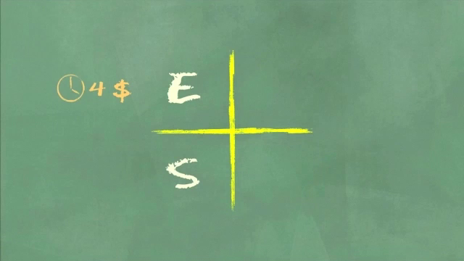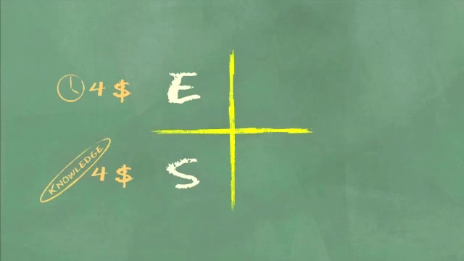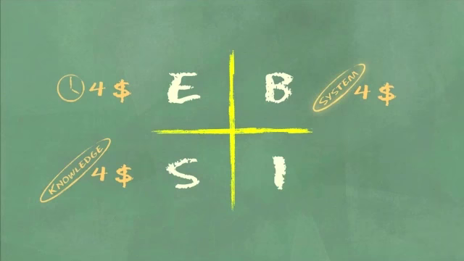In this quadrant, the E stands for employee, where you exchange time for dollars. And in this quadrant, the S stands for self-employed, where you also exchange time for dollars, but your earning potential is typically higher here based on the specialized knowledge that the people in this quadrant possess. Then, up here, the B stands for business owner, where a system creates your dollars for you. And down here, the I stands for investor, where your dollars make dollars for you. Those are the four quadrants of the cash flow quadrant.